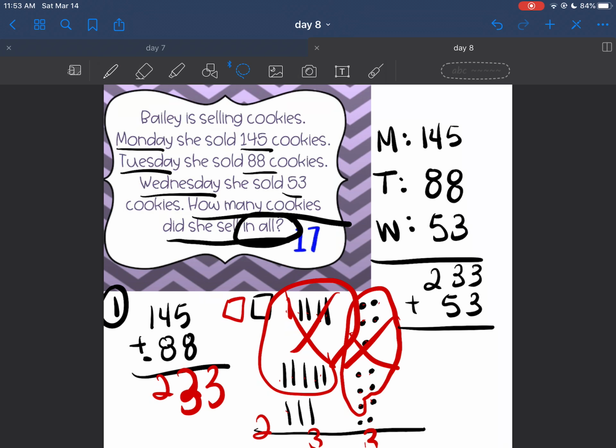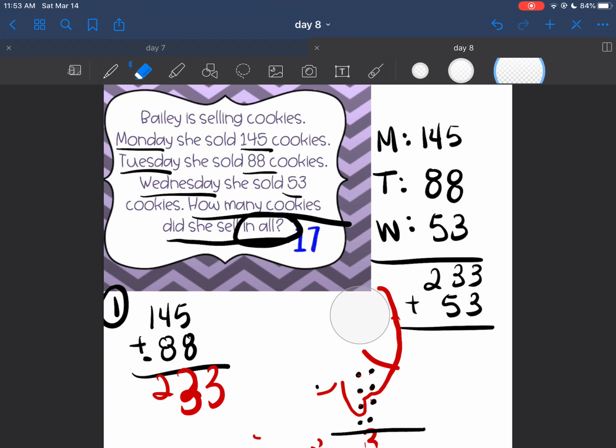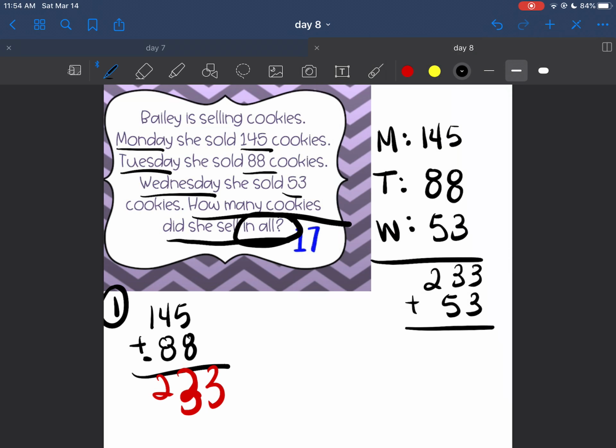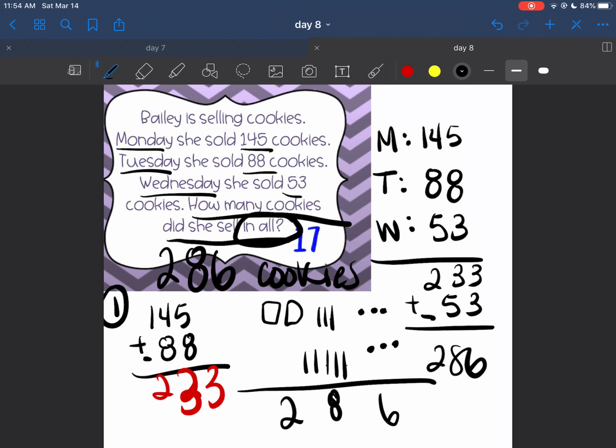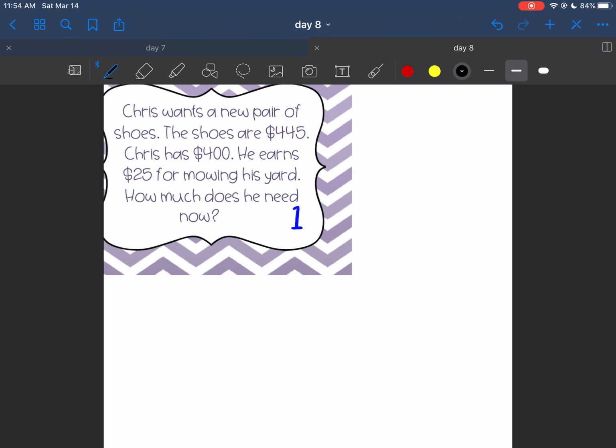I'm going to erase what I have here so we can have some room to work. All right. 2 hundreds, 3 tens, 3 ones; 0 hundreds, 5 tens, and 3 ones. Always going to add my ones first. 1, 2, 3, 4, 5, 6. Then the tens: 1, 2, 3, 4, 5, 6, 7, 8, and 2. So altogether, Bailey sold 286 cookies.